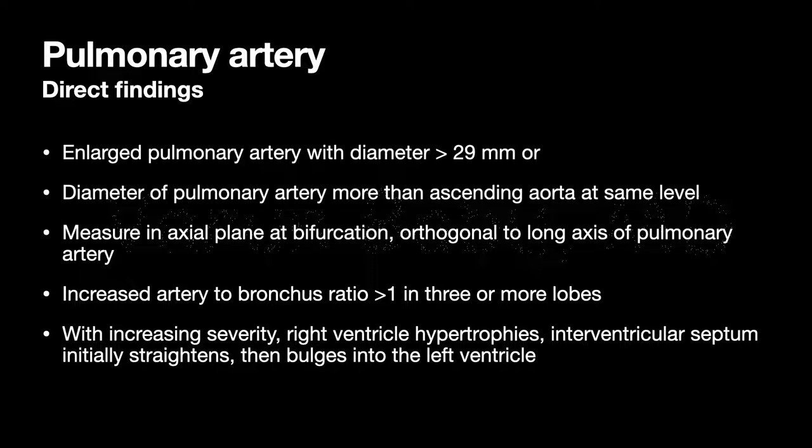As the severity and the chronicity of the pulmonary hypertension worsens, there will be right ventricular hypertrophy, resulting in the interventricular septum to initially straighten, following which it bulges into the left ventricle. One must remember that the right ventricular system is a low pressure system compared to the left ventricle, and as a result, the interventricular septum in a normal patient slightly leans towards the right ventricle. When there's a complete reversal, you understand it is a chronic severe pulmonary hypertension.